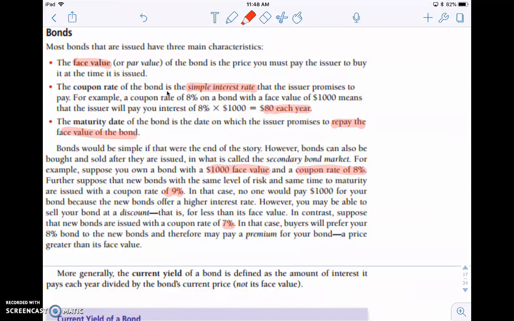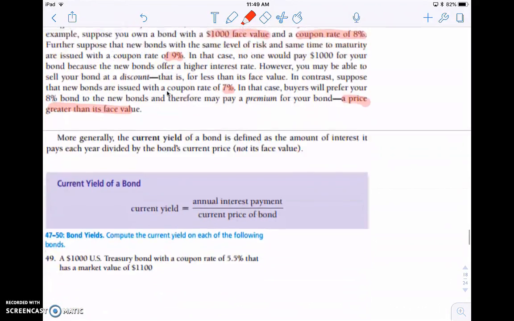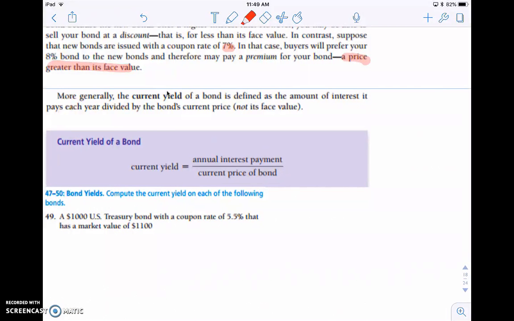Kind of with the same parameters. In this case, buyers are going to want to buy your bond because it's going to get an 8% return, and therefore they may pay a premium for your bond, which is a price that is greater than its face value. So, kind of more generally, we're going to be looking at what's called the current yield of a bond.